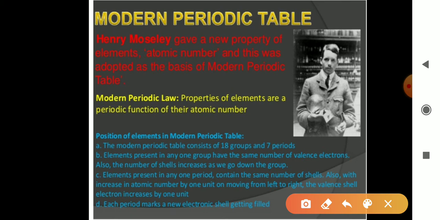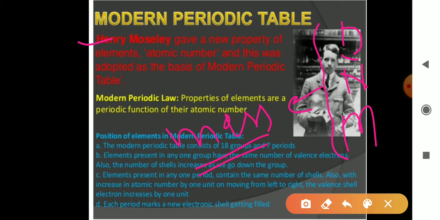Henry Moseley gave a new property of elements, atomic number, and this was adopted as the basis of the modern periodic table. As we studied in previous lectures, the three scientists were Dobereiner, Newlands, and the third one was Mendeleev. All these three scientists' classification was based on atomic masses. We know the concepts of atomic mass and atomic number.